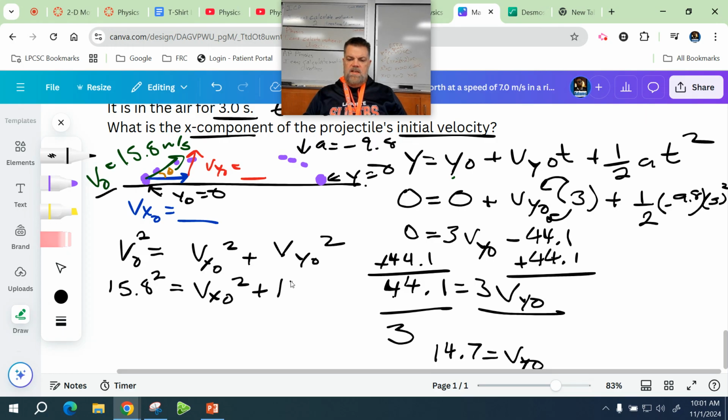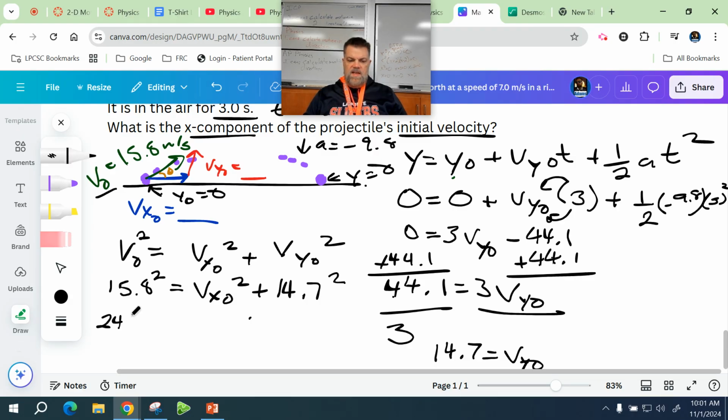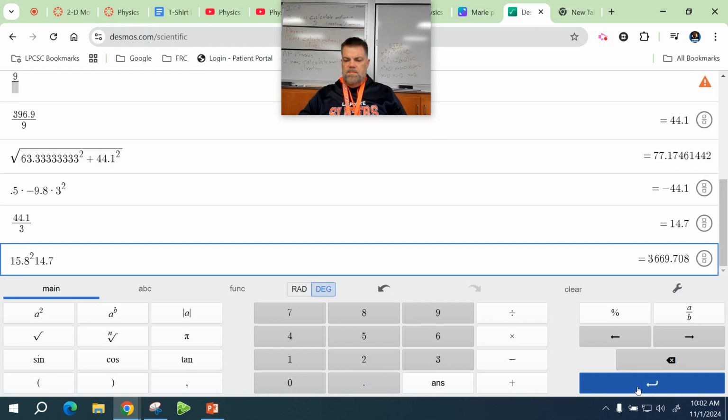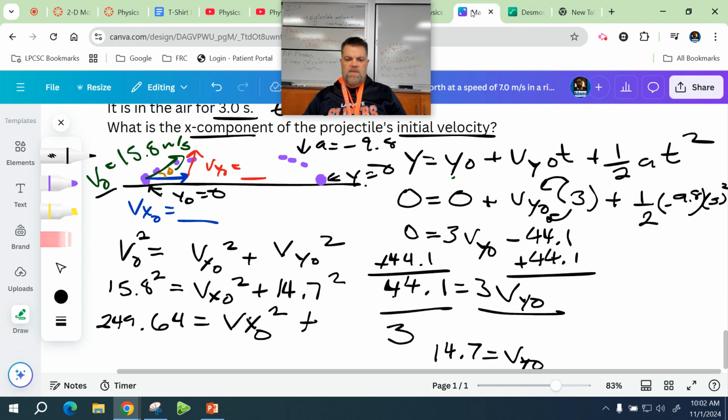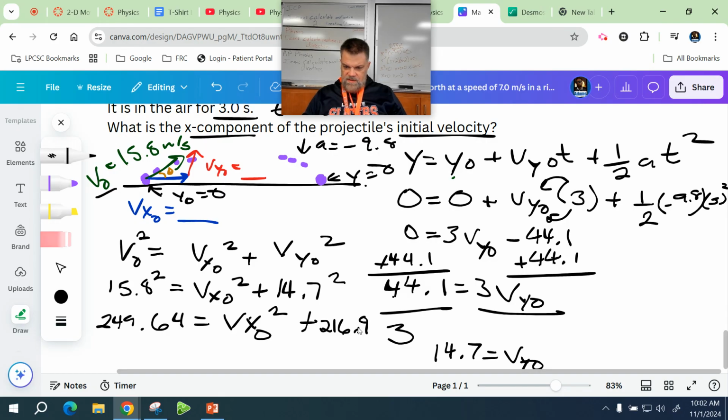So I'm going to say 14.7 squared. Well, I'm going to have to do some math. So 15.8 squared, 249.64 is equal to v sub x squared plus 14.7 squared, which is 216.09. Was it 0.9 or 09? Oh, it was 09. Anyways, it doesn't matter.